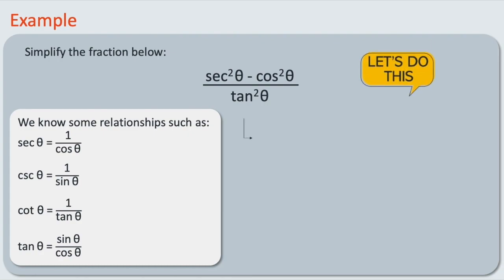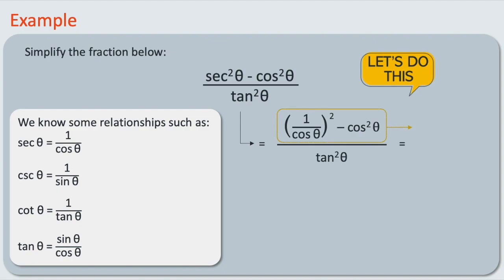Let's do this. First, let's take secant theta squared. We can substitute in for secant theta by 1 over cos theta. We now get 1 over cos theta squared take away cos theta squared, all divided by tan theta squared. Let's take the numerator and expand the brackets. We now have 1 take away cos theta to the power of 4 divided by cos theta squared, all over the denominator.